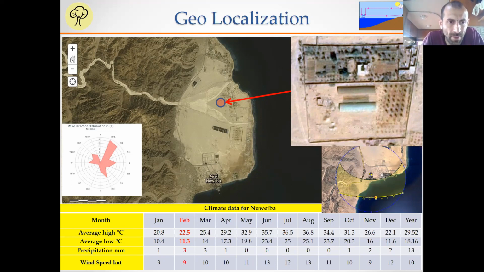You see on the left there is a wind direction diagram. There are two main components. One is east-west, and this is produced by the difference of temperature between the two sides of the spot. And the other component is toward the northeast, which is the other permanent wind flow.